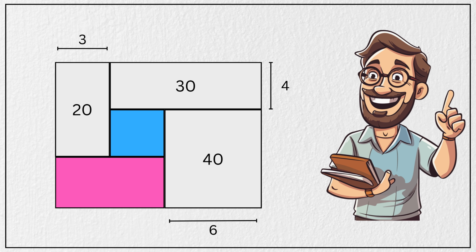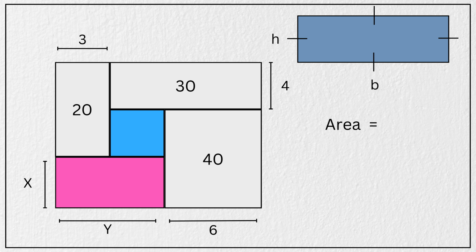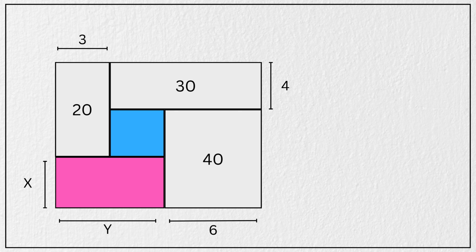Before we begin, let us first define the height of this pink rectangle as x units and the base as y units. We know that the area of a rectangle is calculated by multiplying its height by its base. So the area of this pink rectangle will be equal to x times y, right? Now we are told that the area of this rectangle is 20 square units and its base is 3 units. That means the height of this rectangle will be equal to 20 over 3 units. So this height here is 20 over 3, correct?